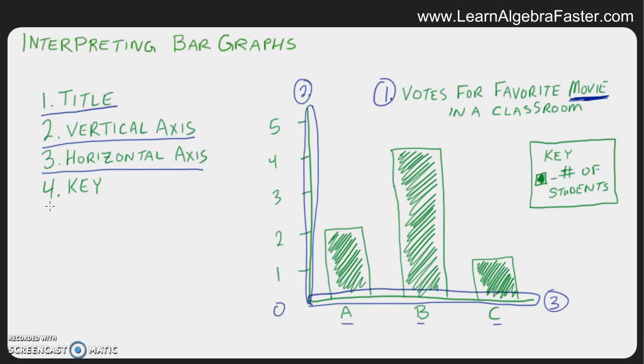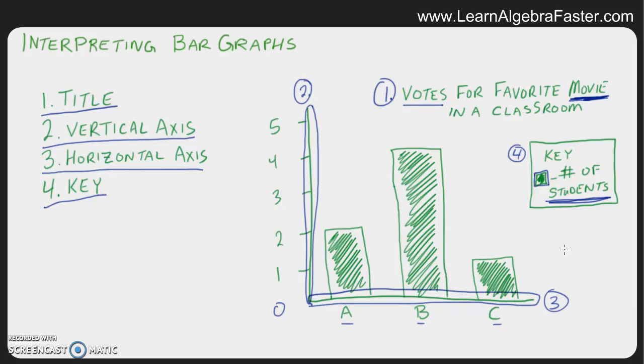And then finally, the fourth part of any bar graph that's important is the key. And that is right here. It's in a little box, and it shows right here what we're counting. So the green bars, what do they actually represent? They represent the number of students. And so now we can understand completely that this bar graph is the number of votes for a favorite movie in a classroom. Who's doing the voting? The students are doing the voting.